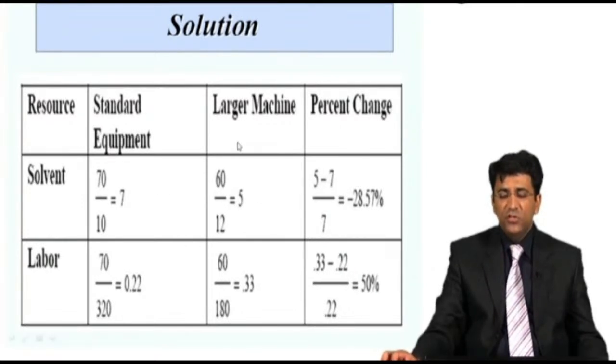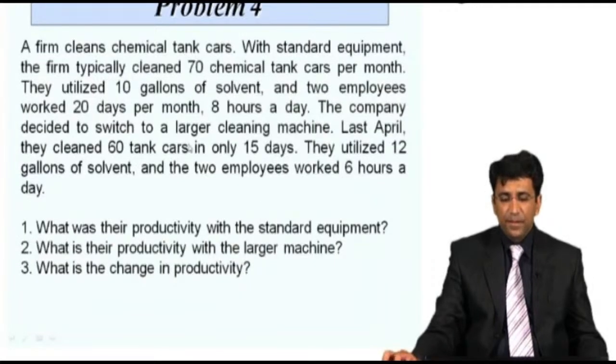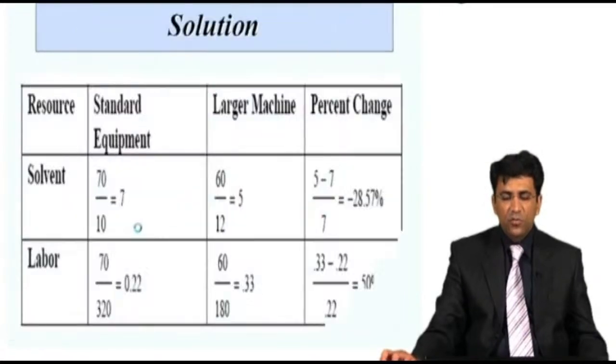Now again, if they introduce the larger machine, what happens? They cleaned 60 tank cars in only 15 days. Now students, if you are interested to calculate the productivity with respect to a single factor, that is the gallons of solvent, you can see that in this case they utilized 12 gallons of solvent. So what is our new output and input? Our new output is 60 and our new input, if we consider the solvent as input, is 12. So our new productivity for solvent with the larger machine is 60 over 12.